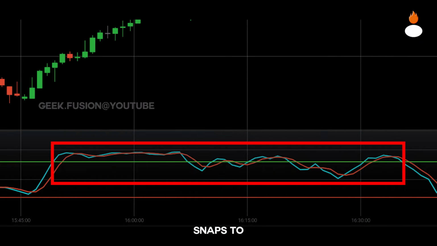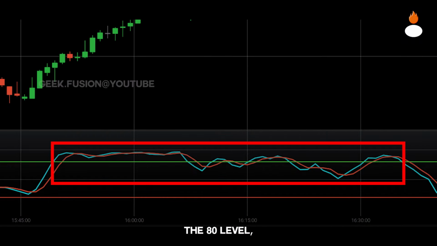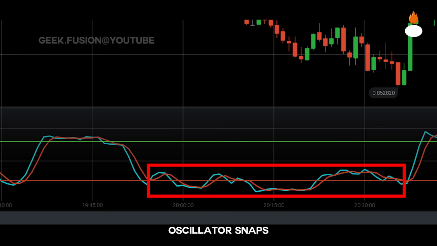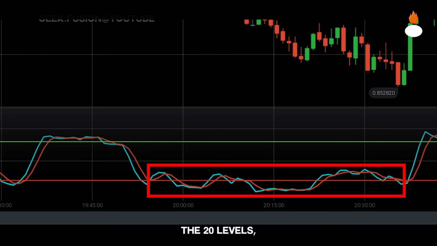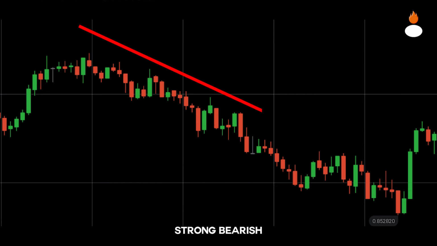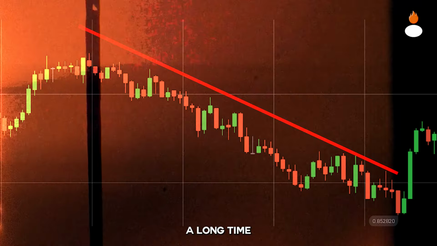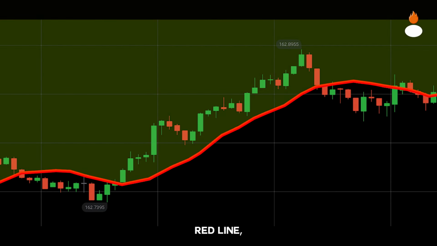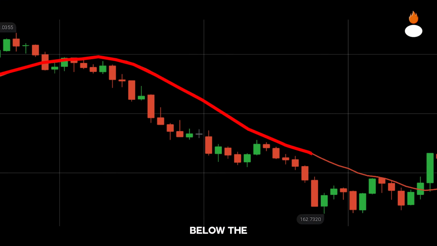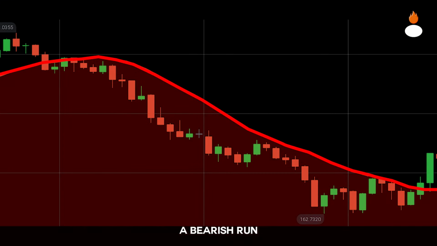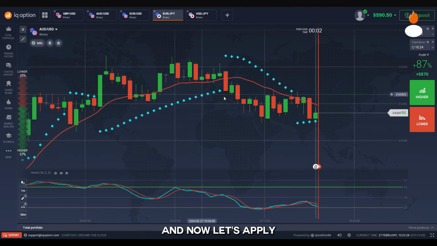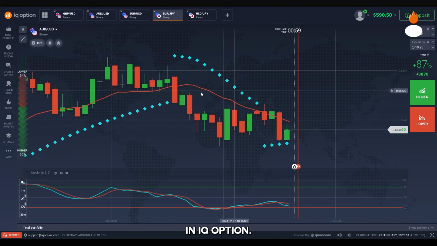If the oscillator snaps to the 80 level and goes with the 80 level, it's a strong bullish trend for a long time. And also, if the oscillator snaps to the 20 level and goes with the 20 level, it's a strong bearish trend for a long time. In the moving average, if the market candles move above the moving average red line, the market is in a bullish run. If the market moves below the moving average red line, it's a bearish run. Now you know how these indicators work, and now let's apply the strategy in IQ option.